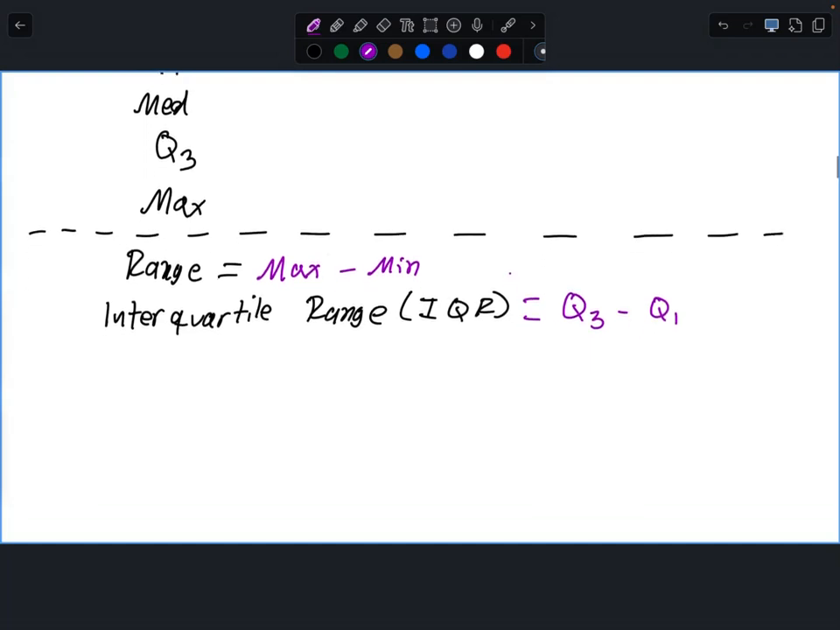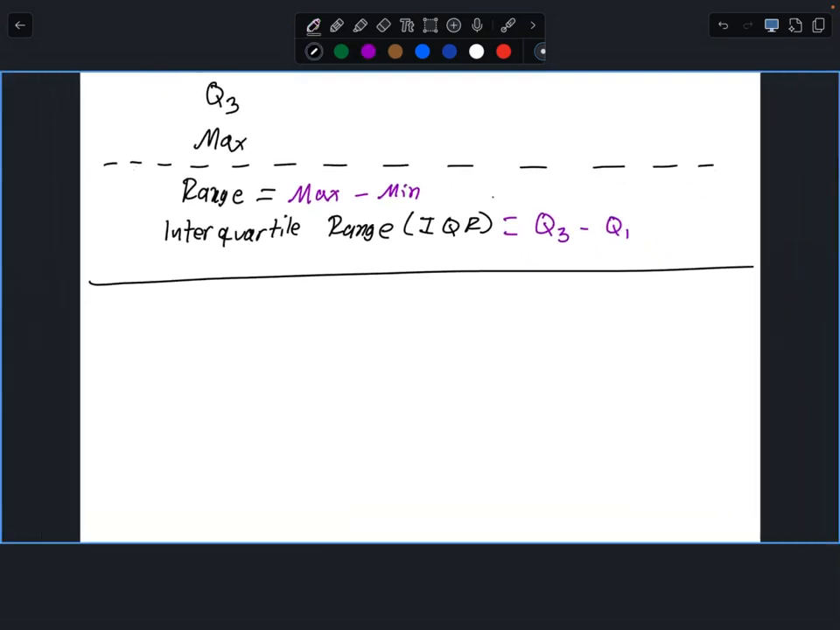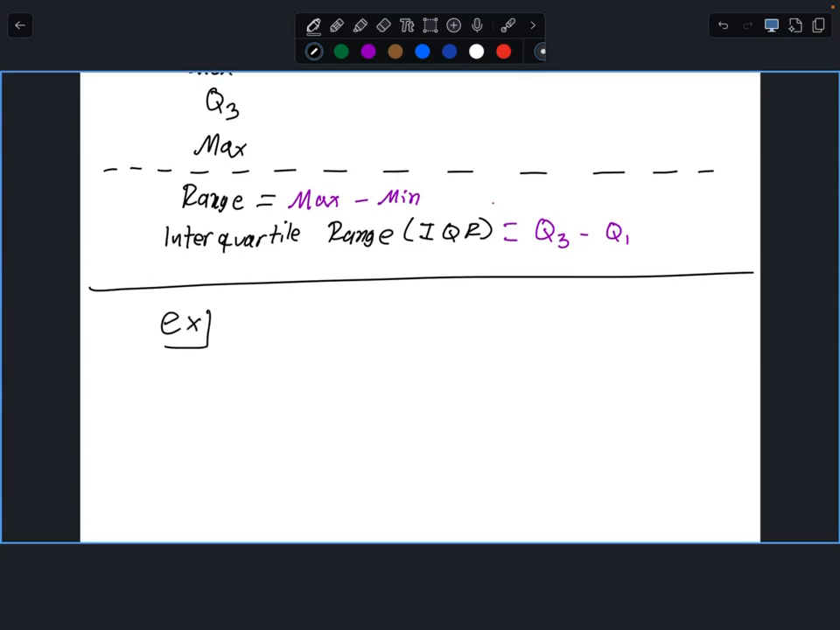All right, so let's do a quick example. Let's say we had this box plot with a number line 1, 2, 3, 4, 5, 6, and it looks like this.